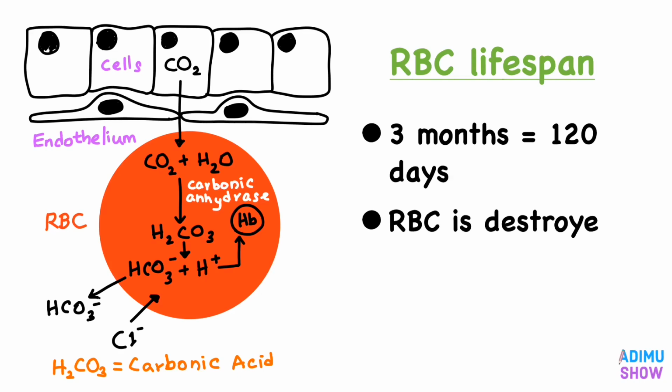What do you know about the red blood cell lifespan? Red blood cells have a relatively long lifespan compared to white blood cells. It's about 3 months, which means 120 days. Red blood cells are destroyed in the spleen. The spleen finds aged or abnormal red blood cells. Abnormal red blood cells are not as flexible as normal red blood cells. So, it removes aged or abnormal red blood cells from the circulation.